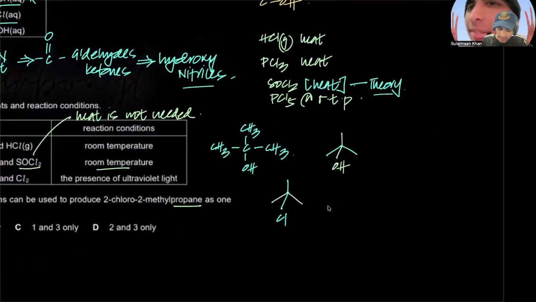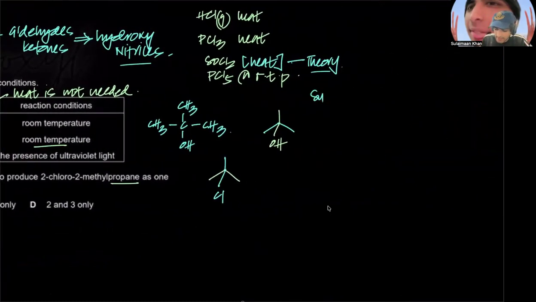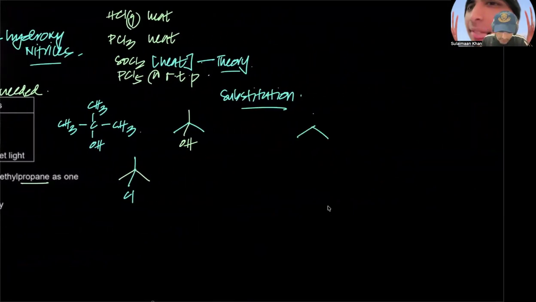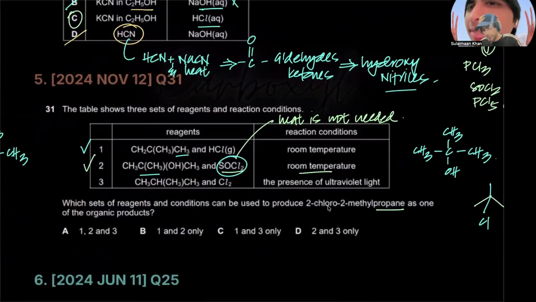Now, if you have this and you're adding SOCl2, it's basically a substitution reaction. This is how you go from alcohol into haloalkane. So the OH is going to be substituted with what? With a chlorine atom. And absolutely, this is also going to give you the product, which is 2-chloro-2-methyl propane.